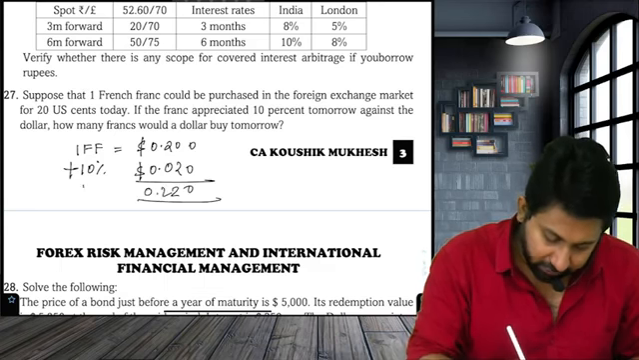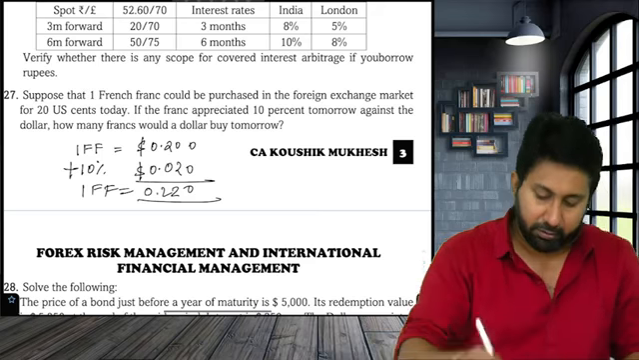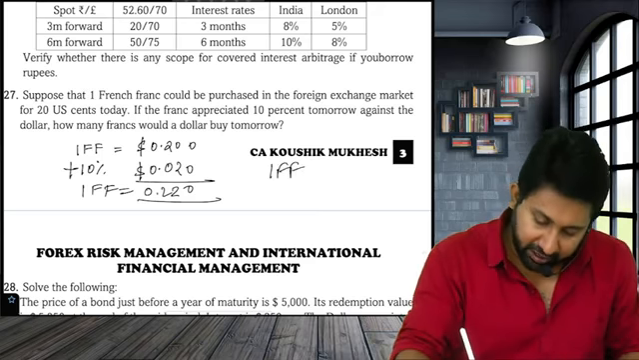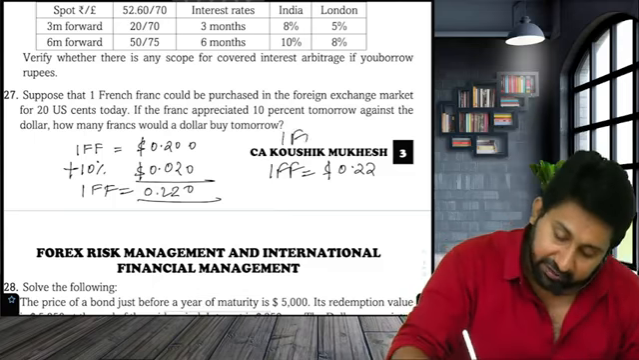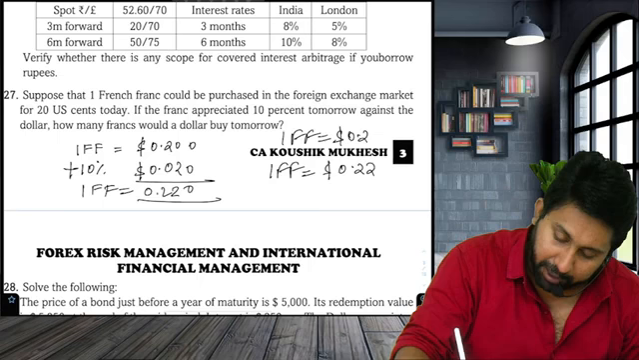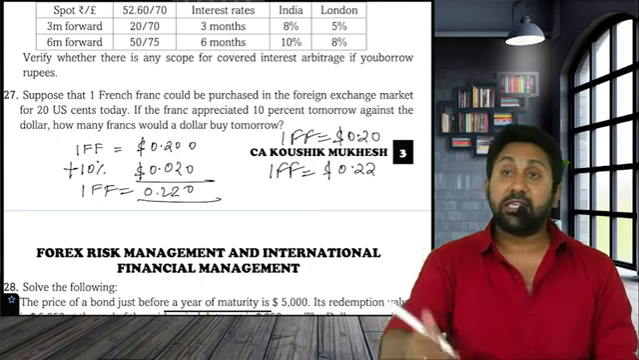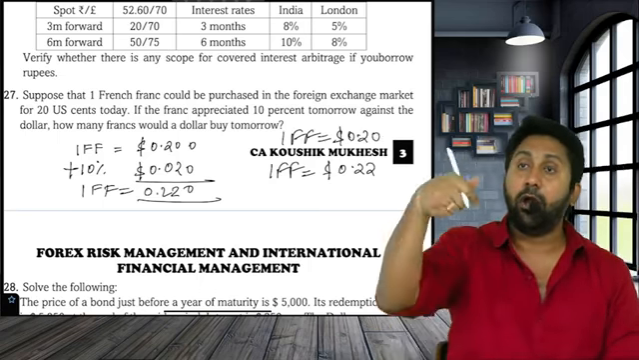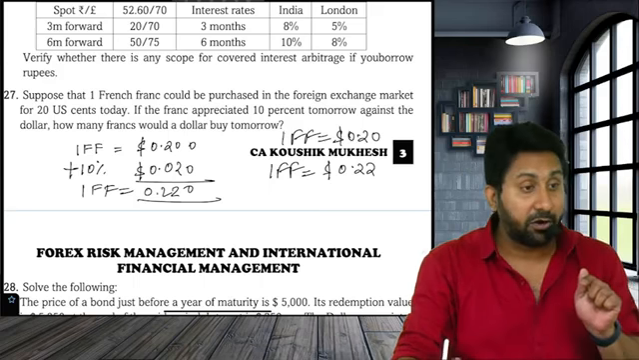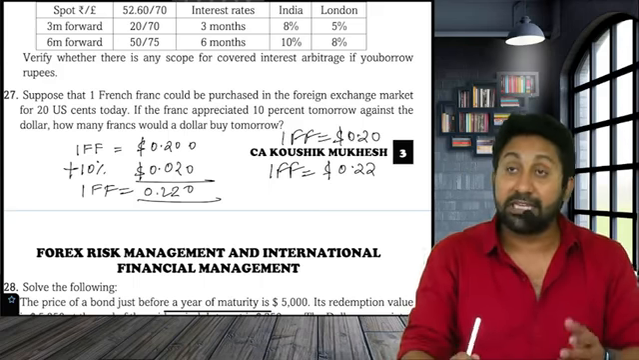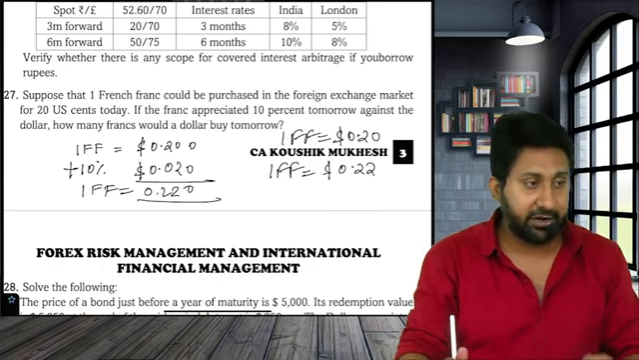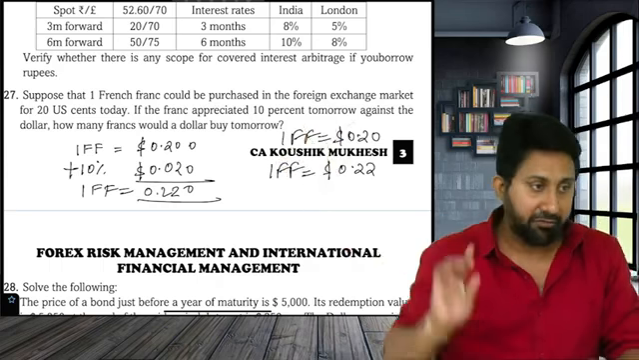Okay, so 1 French franc equals $0.22. Now you observe, previously with 1 French franc I could buy only $0.2. Now the same French franc can buy $0.22. This is what is meant by the franc appreciating in value. The purchasing power of the franc has increased. That's called appreciation of the franc.